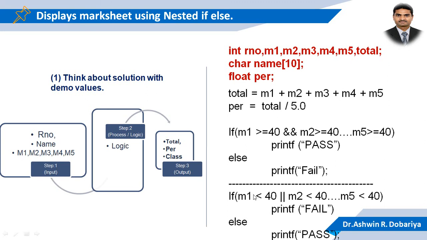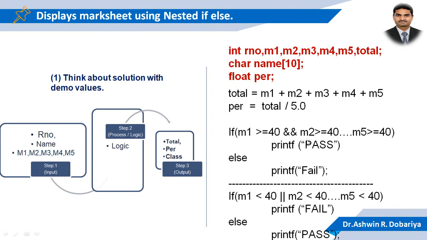Whereas with OR, if one of the conditions becomes true, suppose M1 is not less than 40, M2 is not less than 40, but suppose M3 is less than 40, subject 3 is less than 40, it means this condition becomes true, then it will not verify the remaining conditions, because one of the conditions became true, so the OR operator returns true, and after that it will execute the next part of the if condition. It means if one of the marks is less than 40, either in M1 or M2 or M3 or M4 or M5, the result is fail.